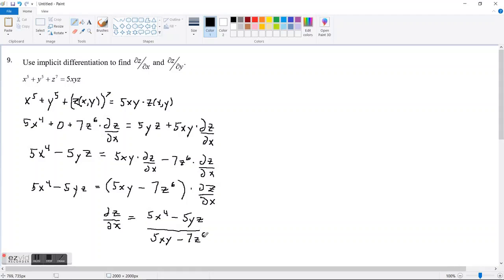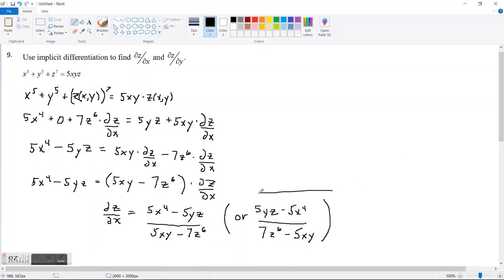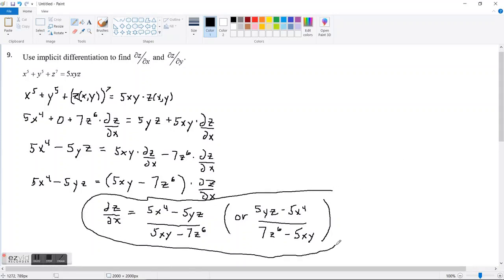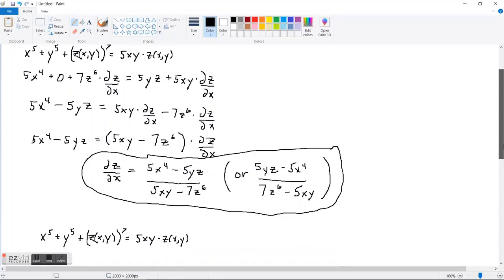Now if we had moved the terms with the partial to the other side of the equation instead of the right hand side, then we would have wound up with the negative of the numerator we have now. We would have wound up with 5yz minus 5x to the fourth, and the negative of the denominator, 7z to the sixth minus 5xy. These are equivalent because they're just a fraction multiplied both top and bottom by -1, so that does not change the fraction. Okay, so there's our solution to the first part of finding the partial of z with respect to x.